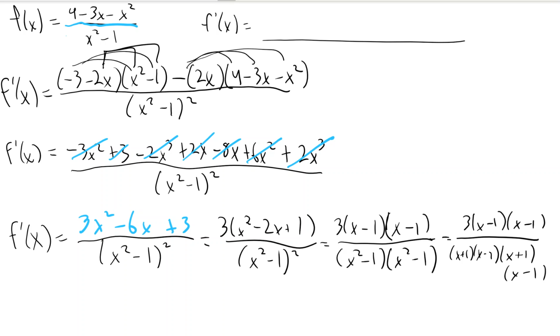The reason why I'm wanting to do that is because now these factors can cancel and these factors can cancel, leaving me 3 over x plus 1 times x plus 1, or we could just say x plus 1 squared. Now, even though I canceled those, technically x still can't be 1, so we should go ahead and list that restriction.